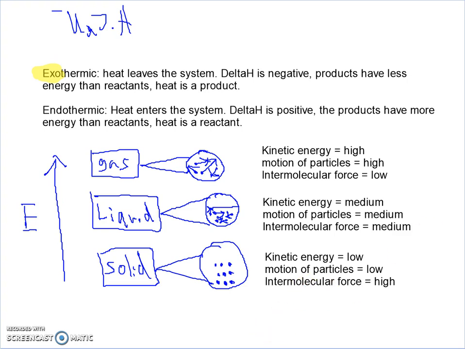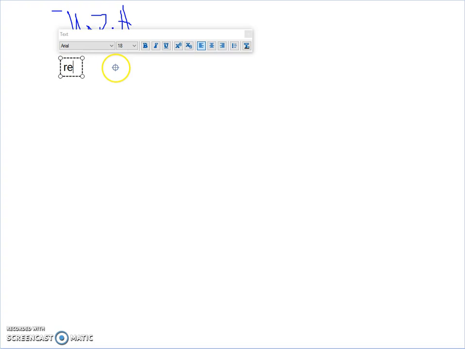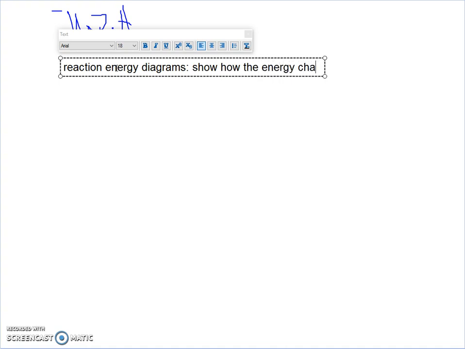Alright, there's one more part to Unit 7A, which has to do with reaction energy diagrams. What is going on with me? Alright, so reaction energy diagrams. They show how the energy changes in a reaction.